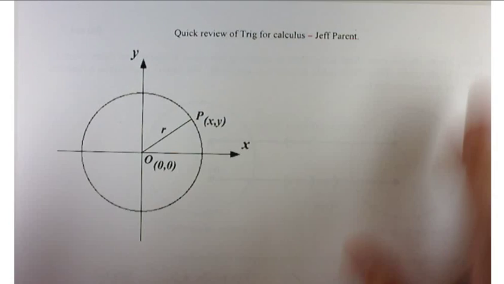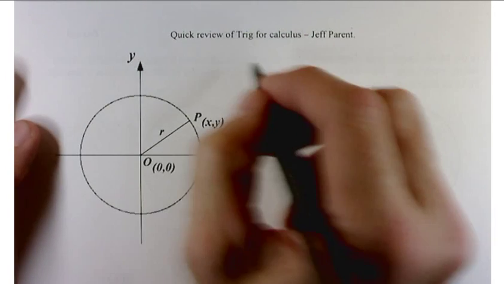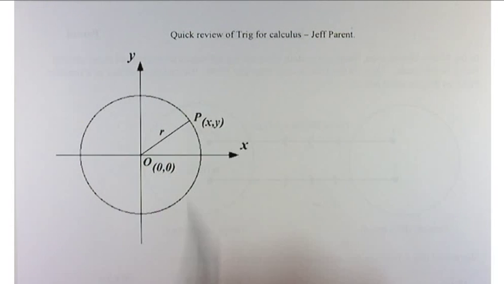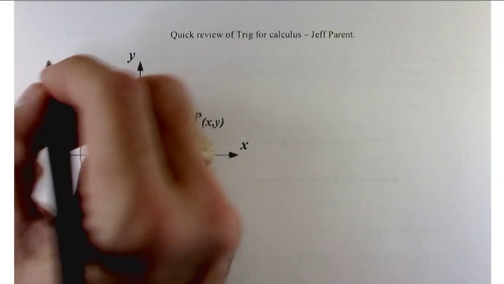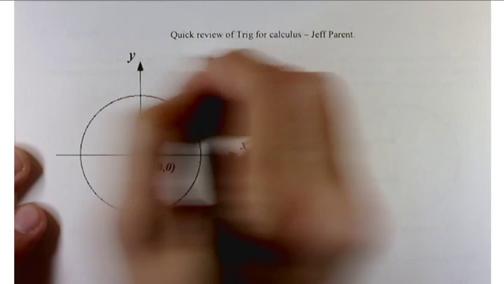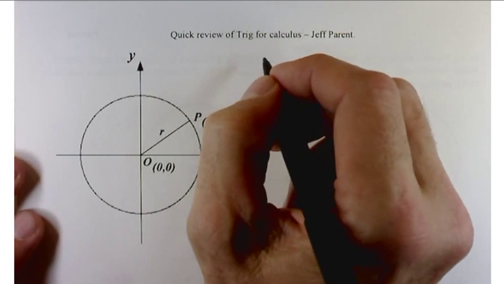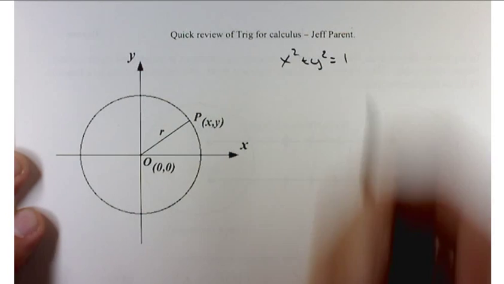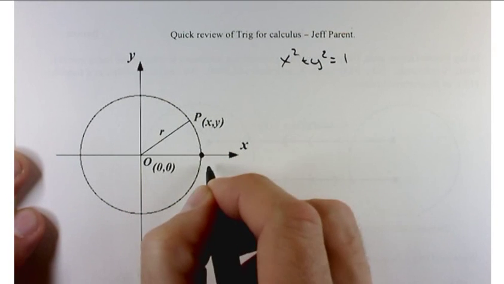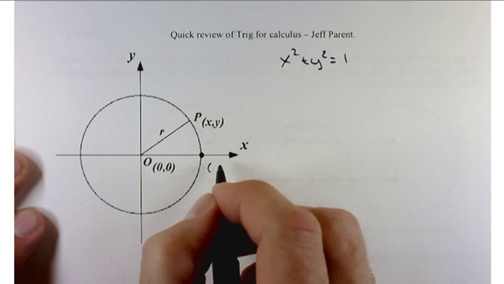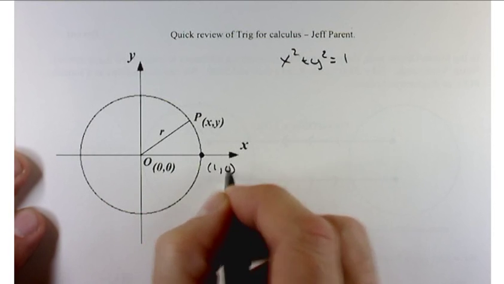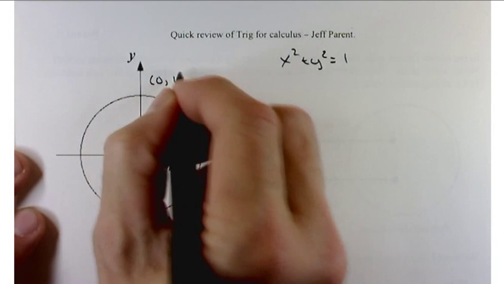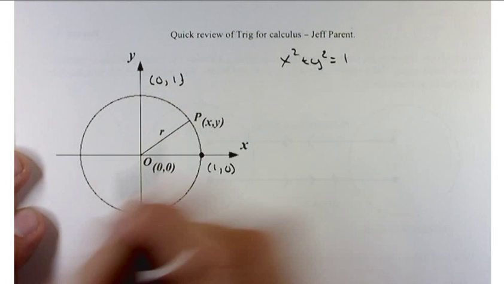Let's start a little trig review here with the equation of this circle. It's called the unit circle. We're gonna use it here. So the equation of the unit circle that we're going to work with is x squared plus y squared equals 1. So that means points here on the unit circle are a distance of 1 away from the center. So 1 and 0, 0 and 1, etc.